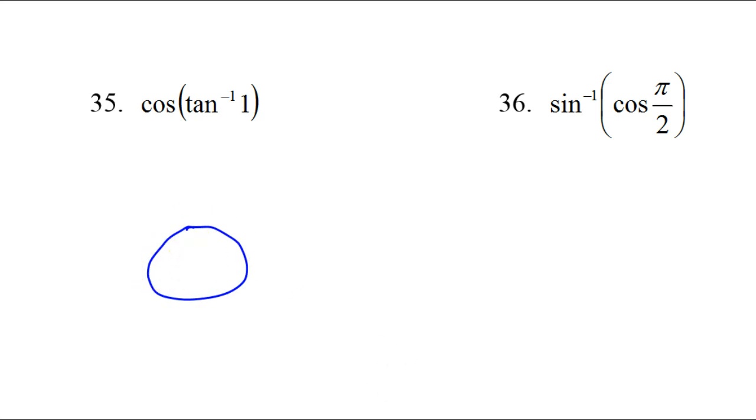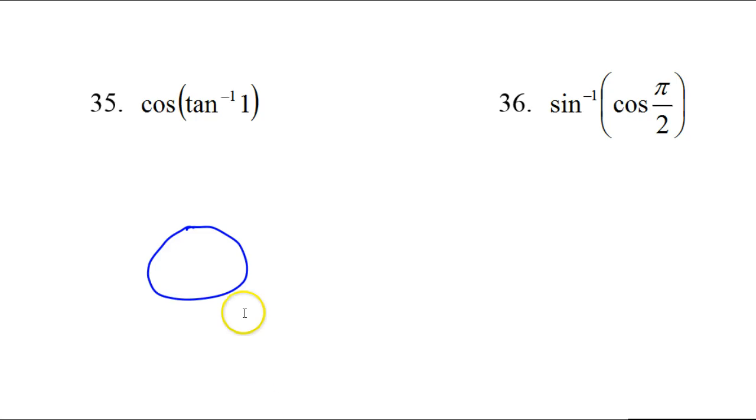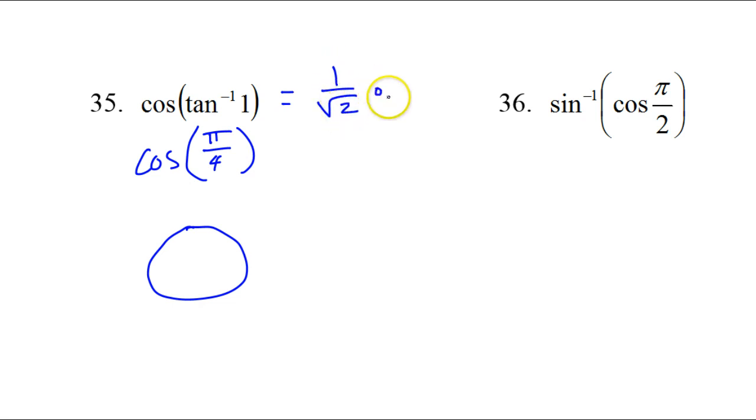Well, this is one of our memorized values. Pi over 4 has a tangent of 1. Okay, so that means this is pi over 4 on the inside. So now I have the cosine of pi over 4. Well, that's something else I've memorized. That is 1 over radical 2, or radical 2 over 2. That's it.